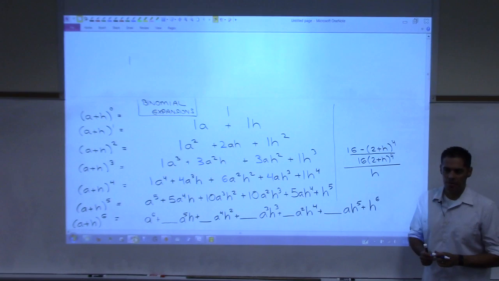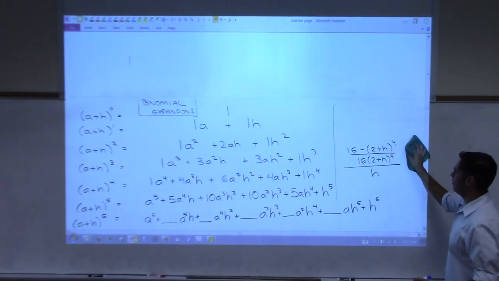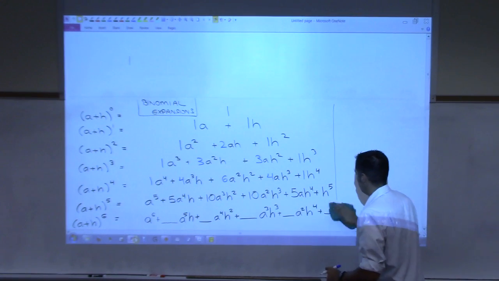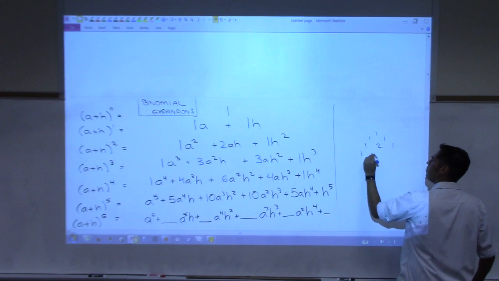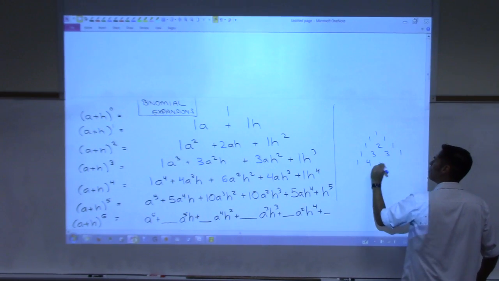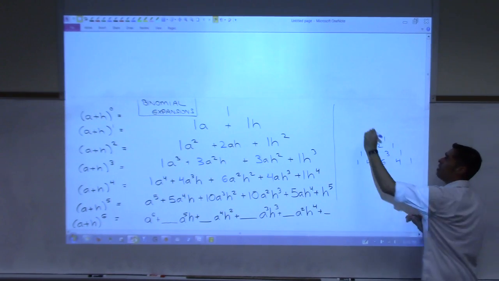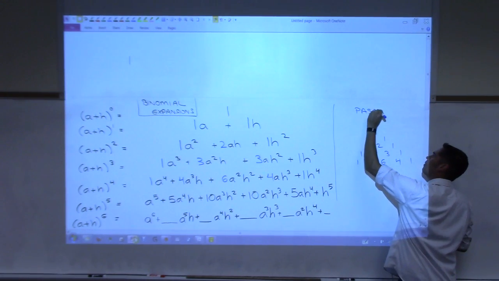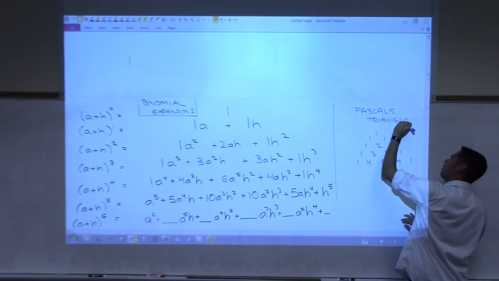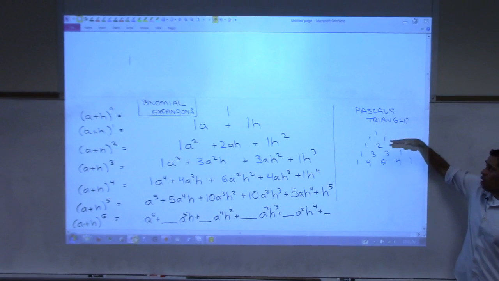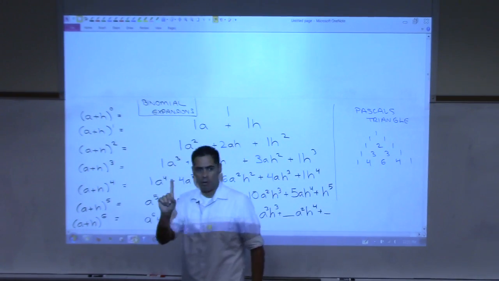Y'all see them? Now what I'd like to do is, I don't want to erase that, but I'm going to draw those numbers out like this: 1, 1, 1, 1, 2, 1, 1, 3, 3, 1, 1, 4, 6, 4, 1. This is called Pascal's triangle. And the way it works is that for each row, the two ends are always 1s.